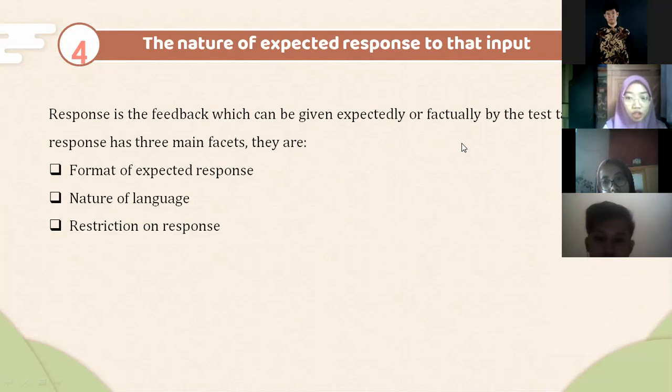In this restriction on response, we have several things to be considered. It is about the channel. It considers the variety of conditions, whether you want to do the test face-to-face, in a quiet room, or by phone conversation. The second is the format of the response itself, whether it is restricted or unrestricted.